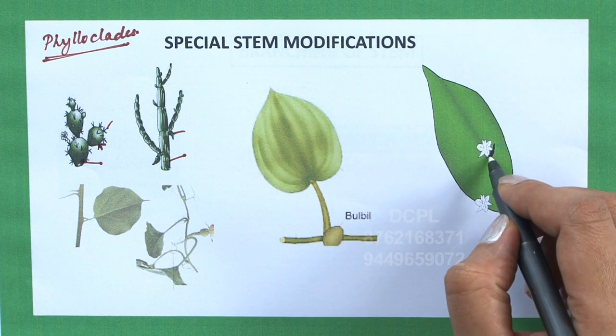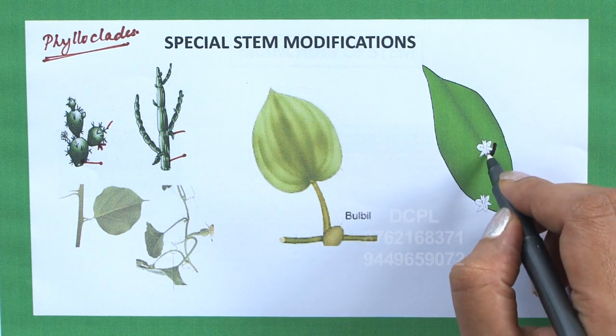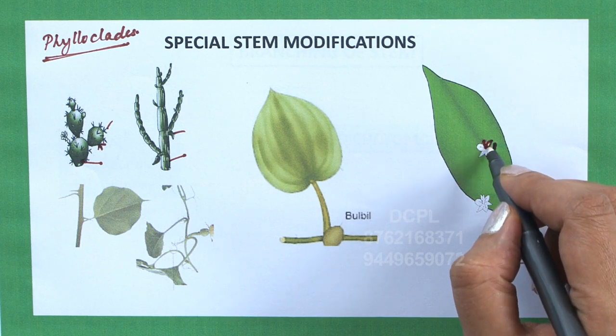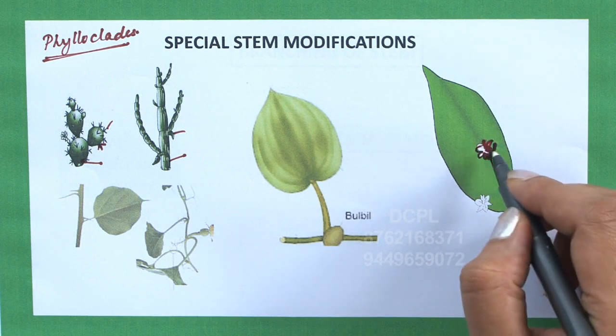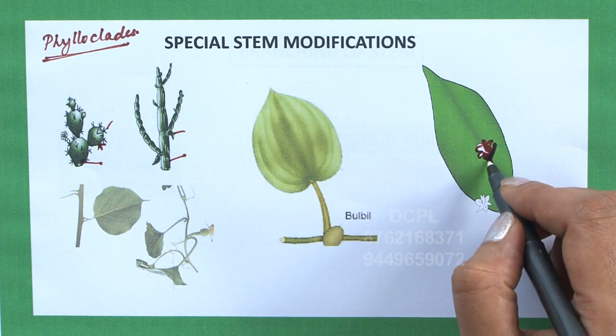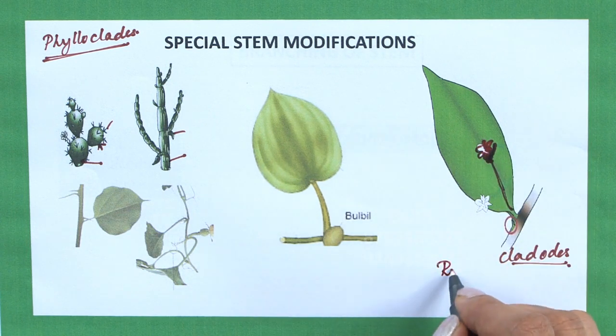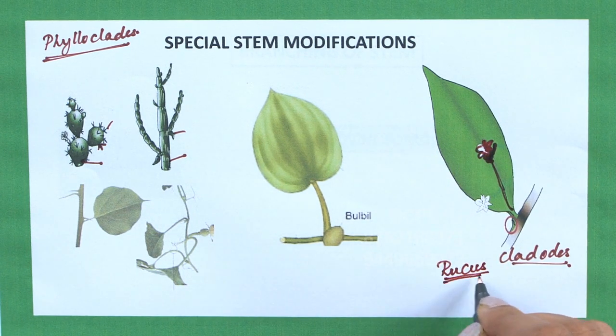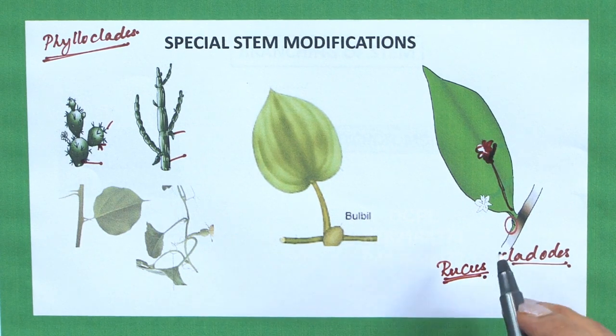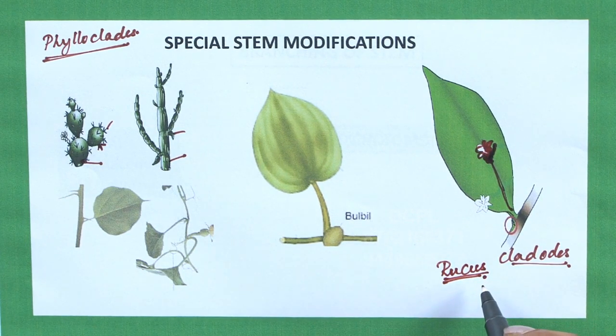These are the nodes, and from the nodes you can see the emergence of a flower, which is an indication that it is a node. This is seen in the case of Ruscus. Unlike the phylloclades, here they are not succulent, but the leaves are highly reduced.